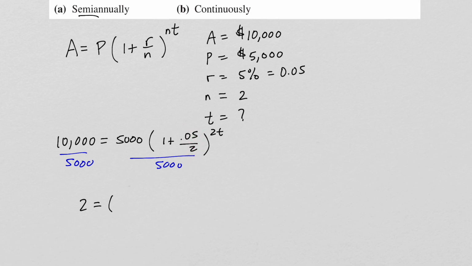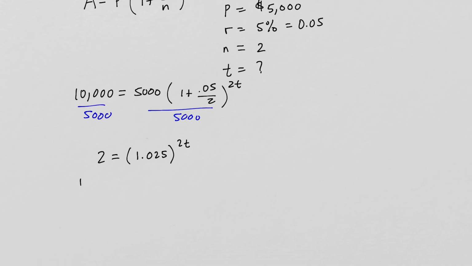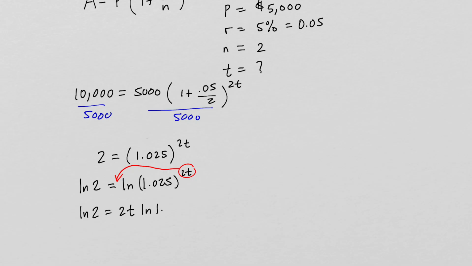Next, we can do a little simplifying here. 0.05 divided by 2 is 0.025. And then when you add that to 1, you get 1.025. And then that's raised to the 2t power. Now to solve for t, I'm going to take the natural log of both sides. I like using the natural log. This is going to allow us to bring the 2t down in front. So we have the natural log of 2 equals 2t times the natural log of 1.025.